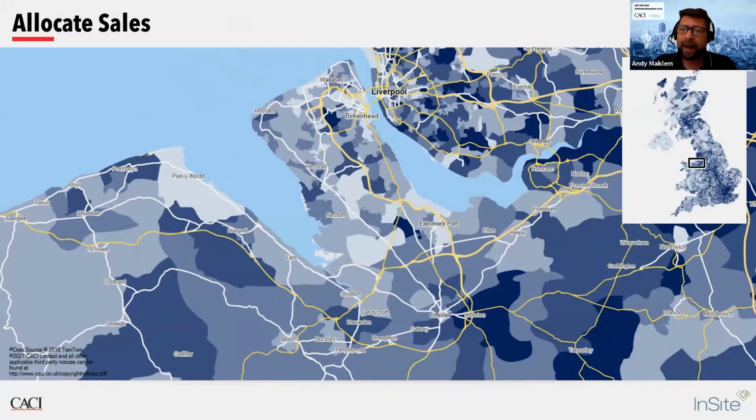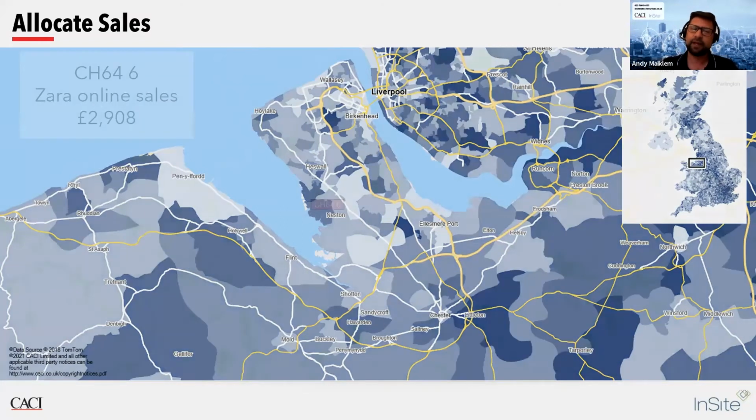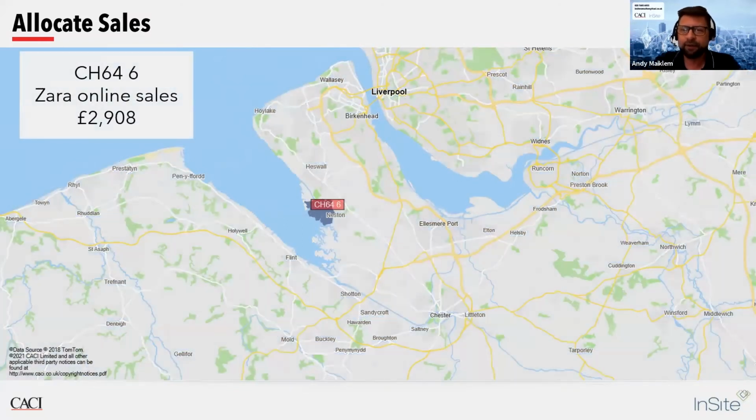For this example, I'm back on the Wirral, where we saw those blurred interactions between Chester and Liverpool stores. And I'm going to look at a specific postcode sector, CH646. And for those of you without an encyclopedic knowledge of the UK postcode geography, here it is. But I know most of you on the call knew that. Our transactional data reports there is just short of £3,000 worth of Zara online sales from this sector for this example time period. So how is this allocated?